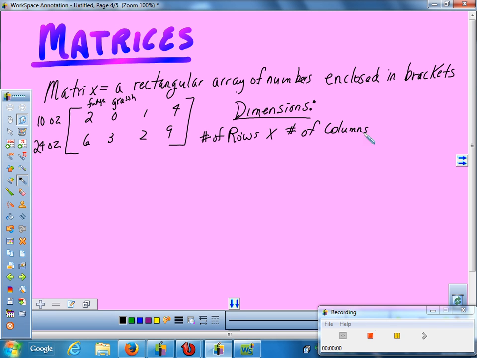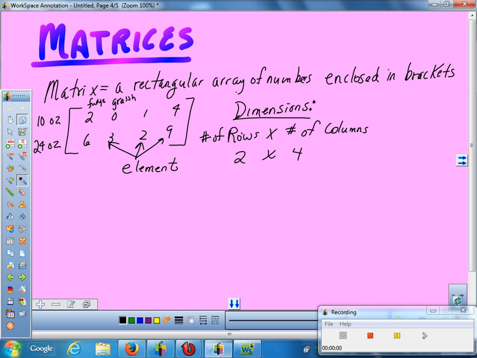Okay, so how many rows does this matrix have? And which way do rows go? Rows are going across. It has 2 rows, yes. How many columns? 4. So we would call that a 2x4 matrix: 2 rows, 4 columns. Each individual number is called an element. So there are 8 elements in this matrix.